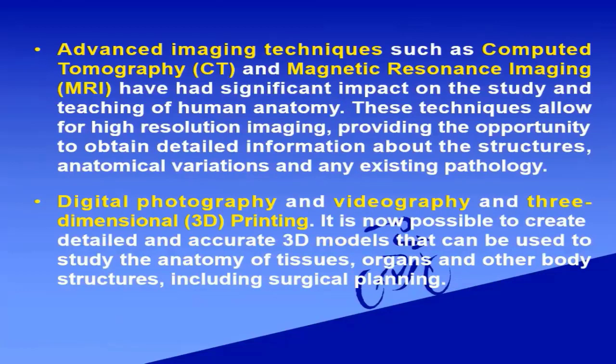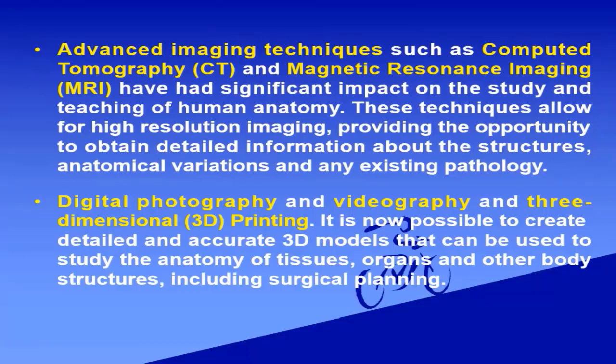So we also have advanced imaging techniques which have been developed, such as computed tomography, commonly referred to as CT. And then we also have magnetic resonance imaging, which is MRI. They have had significant impact on the study and teaching of human anatomy. These techniques allow for high-resolution imaging, providing the opportunity to obtain detailed information about the structures, anatomical variations, and any existing pathology. Also important is digital photography and videography and three-dimensional printing.